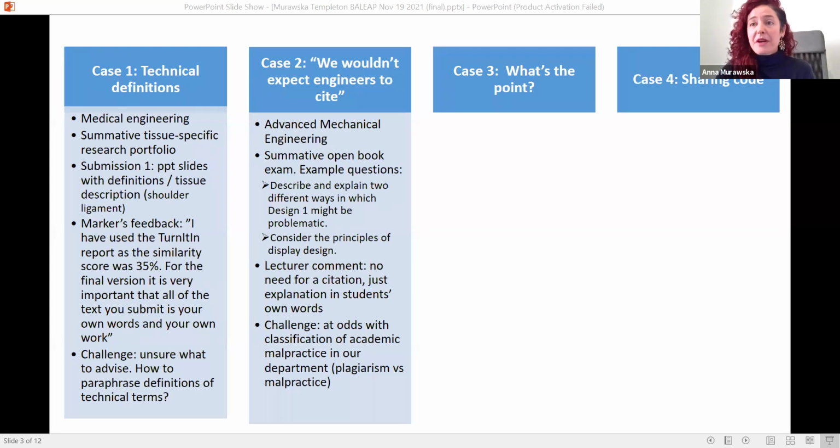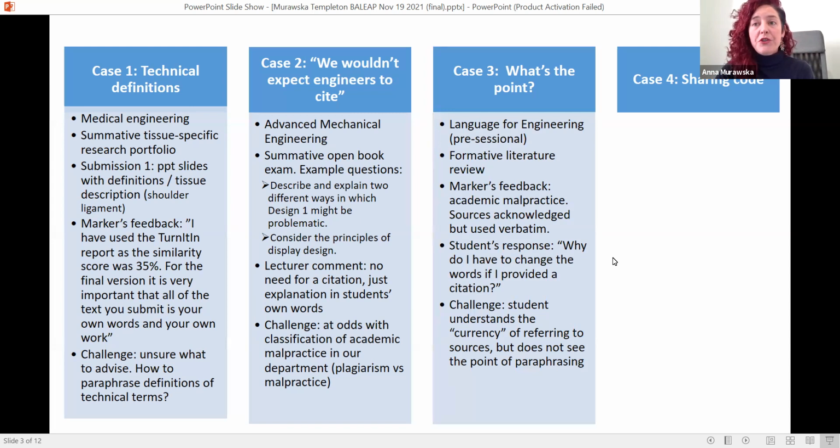And discussing malpractice with a pre-sessional student on language for engineering is a third challenge I want to talk to you about. So while the student clearly understands the currency and the value of using sources, he was really not clear about the value or purpose of paraphrasing. Actually, interestingly, linking to the case I just talked about, we had a very long and frustrating conversation, and he was just not buying into my explanation. So again, to me, it attests to maybe disciplinary differences in understanding what constitutes valuable text or valuable use of sources.